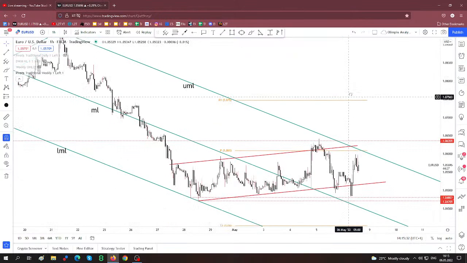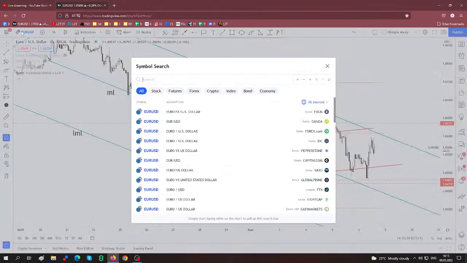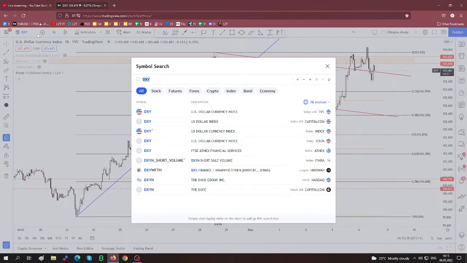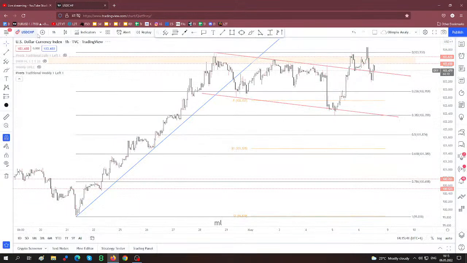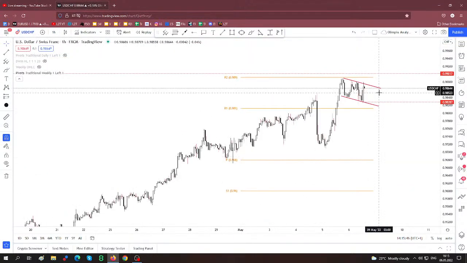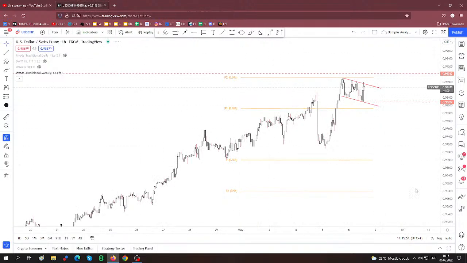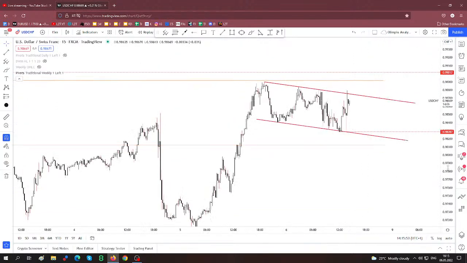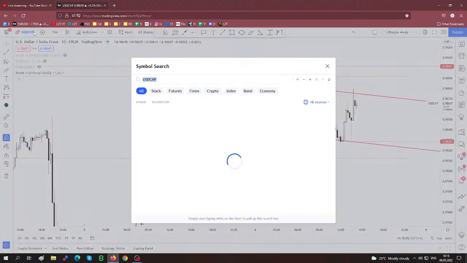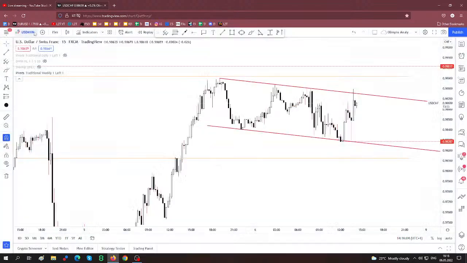No, on US dollar Swiss franc, or on the US dollar versus the Mexican peso.